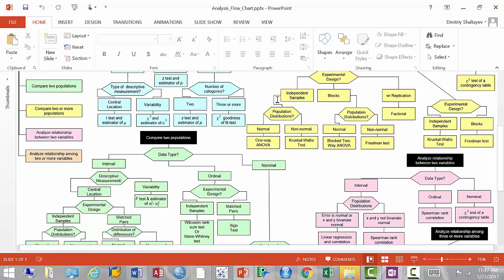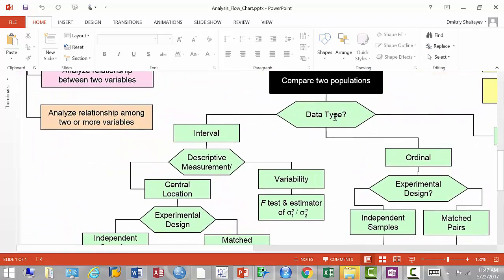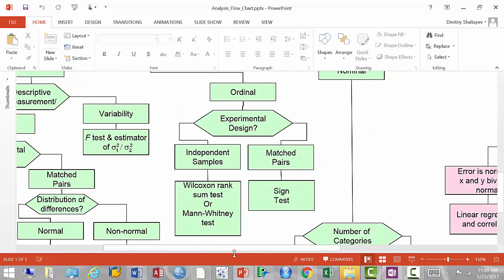Under what umbrella does that fall? Compare two populations, right? I'm comparing a new drug with an existing one. So I start over here, comparing two populations. Next question says data type. Well, ordinal, right? I feel better, slightly better, a lot better. That's ordinal data. Experimental design. Ever important question: do we have matched pairs or independently collected samples?